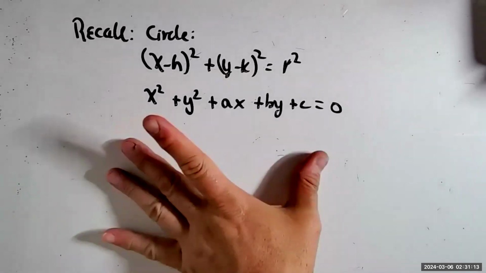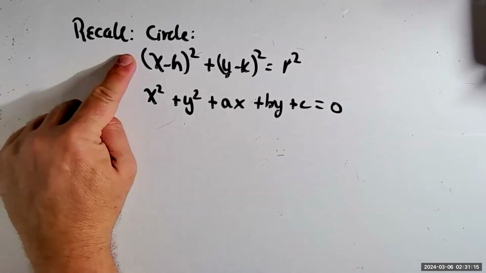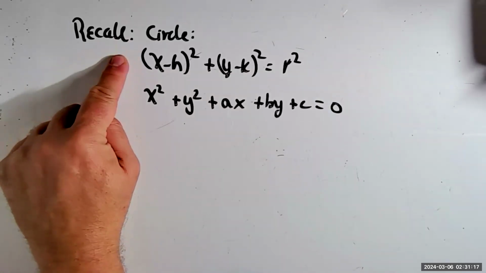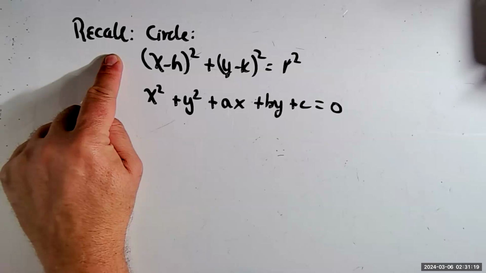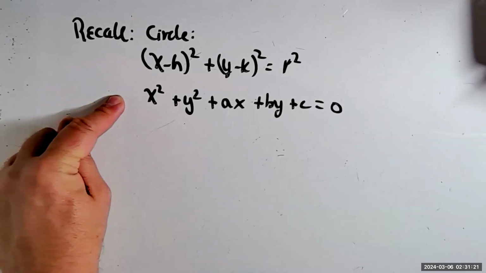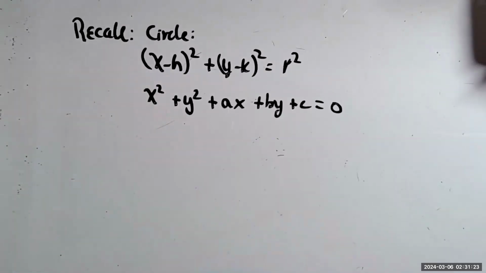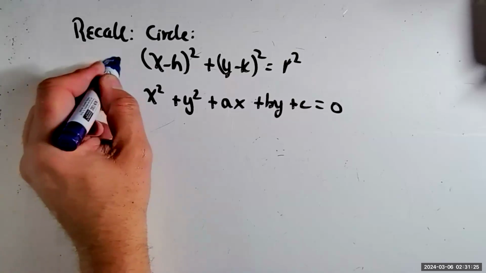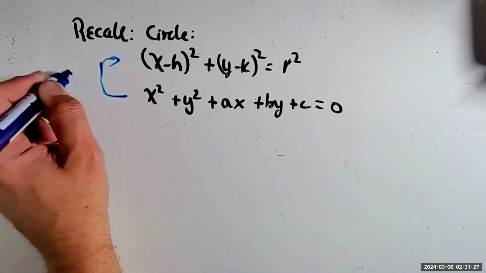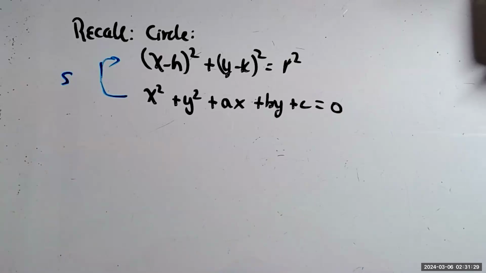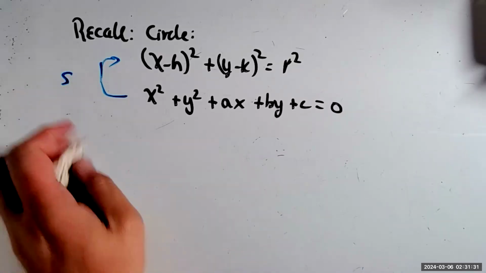If you recall the circle, it's very easy to graph if I have it written in standard form, very difficult if I have it in general form. But it's very easy to go from general to standard using completing the square. If you recall, you mastered that one.